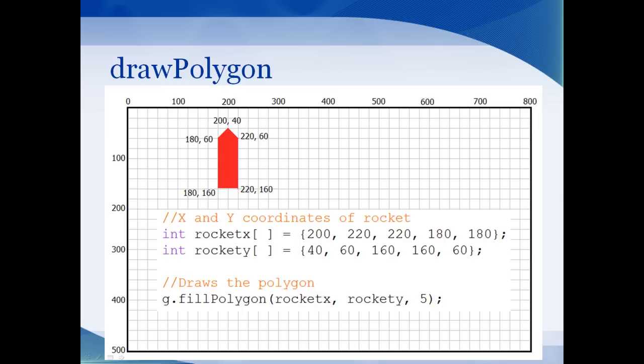If you'll notice, here we have rocketX and rocketY for the X and Y coordinates, and then the coordinates it's drawing are rocketX and rocketY, which is a list of coordinates. Now you want to make sure the X coordinates and the Y coordinates are in the same order, and you want to make sure they either go clockwise or counterclockwise. You don't want to skip any points, otherwise you're going to end up with some weird star shape.